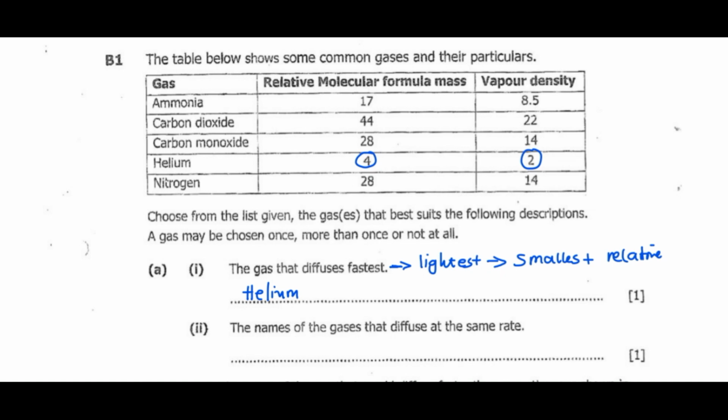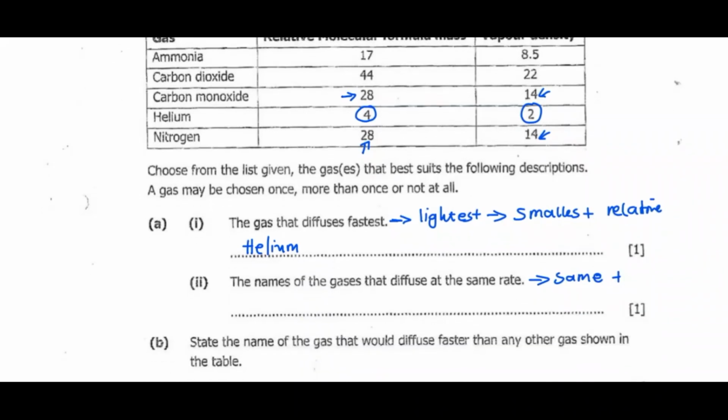Then the names of the gases that diffuse at the same rate. For gases to diffuse at the same rate, they need to have the same relative molecular mass and also the same vapor density. So let's look at nitrogen. Nitrogen has 28, carbon monoxide has 28, vapor density is 14, also here is 14. So these two gases will diffuse at the same rate. So it's carbon monoxide and nitrogen. So that's a key point that we are looking at here.